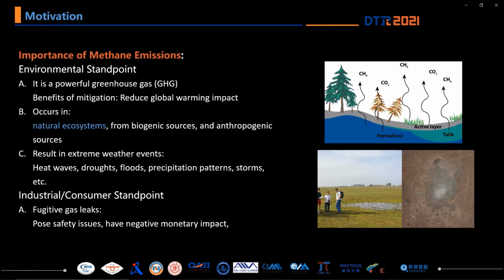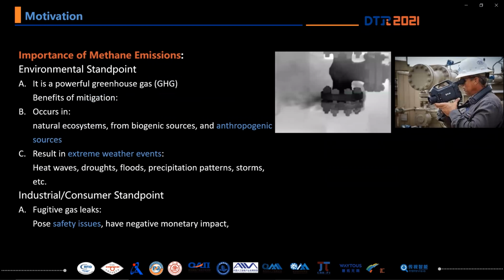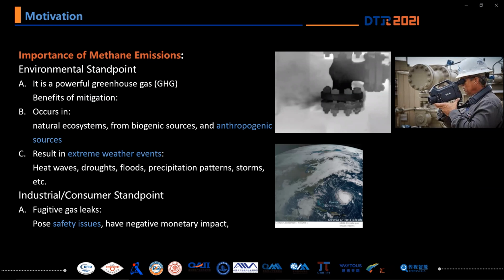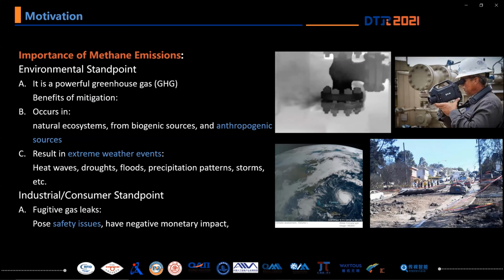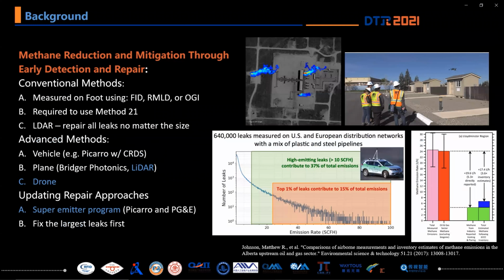Methane can also come from natural ecosystems such as the thawing permafrost, vernal pools, small lakes and ponds, as well as anthropogenic sources such as pipe fittings and valves, as shown in the image on the right from a FLIR thermal infrared camera. Extreme weather events are also of concern due to the changing amounts of greenhouse gases in the atmosphere. And when these gases go undetected, such as fugitive gas leaks, they can pose serious safety issues, such as explosions. Methane reduction and mitigation can be done through early detection and repair.